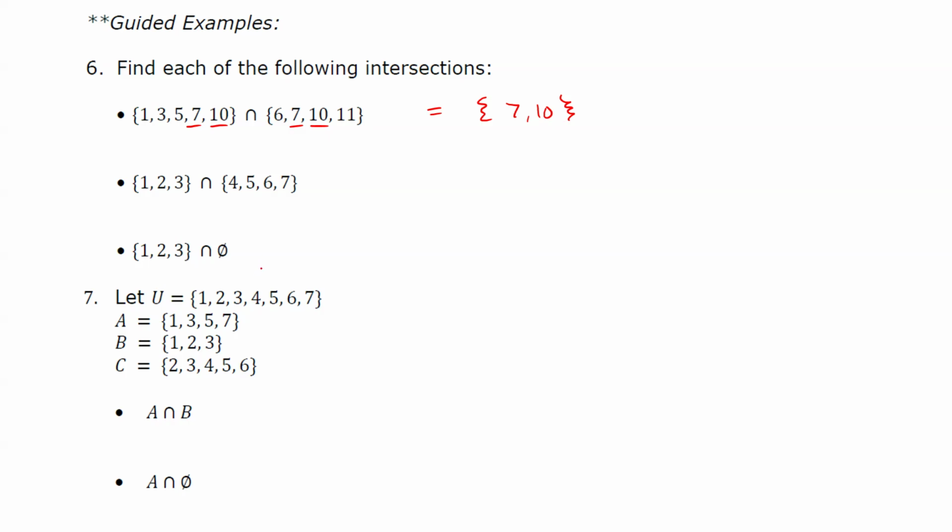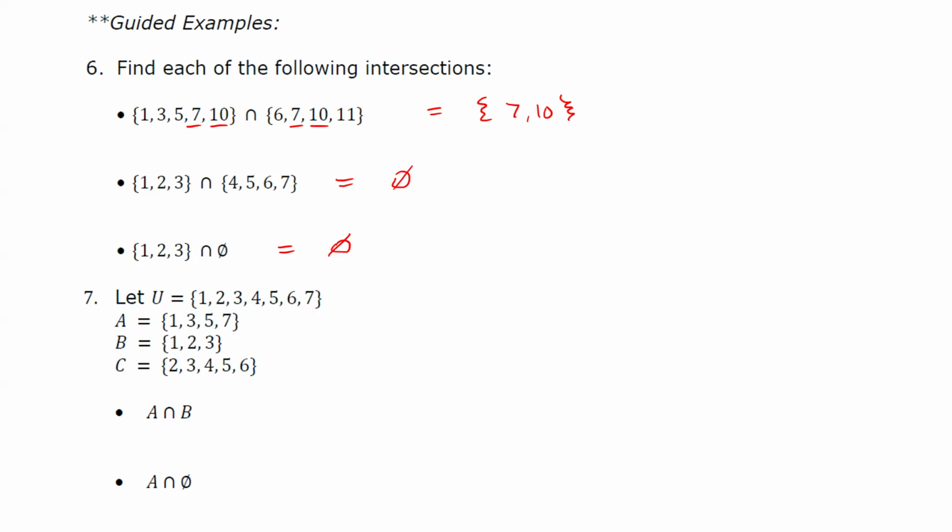For the next one, we have the first set 1, 2, 3, the second 4, 5, 6, 7. Now, both of these sets do not share any common elements. Therefore, we would have an empty set or the null set. For the third one, we have the set 1, 2, 3 intersect with the null set or an empty set. Well, nothing and something don't have anything in common. So this also would be the empty set.